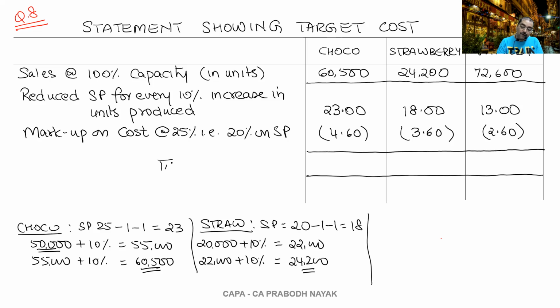So target cost: 23 minus 4.6, 18.4. 18 minus 3.6, 14.4. And 10.4. This is my target cost per unit.